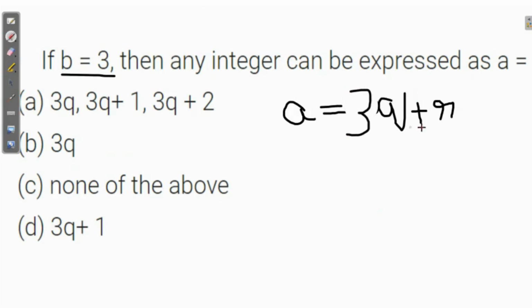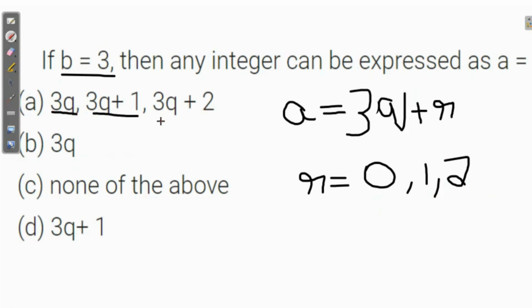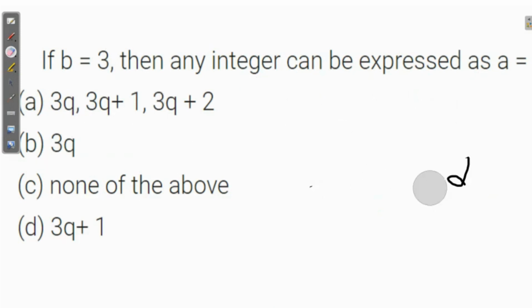What are the possible values of remainder when the divisor is 3? Obviously, remainder is always less than the divisor. So the possible values are 0, 1, and then 2. So when the value of r is 0, the value of a will be 3q. When r is 1, value of a is 3q plus 1. When r is 2, value of a is 3q plus 2. So this is the answer. When you're doing it in the normal way, you will have to do steps and all, but here it will be easy. Hope the concept is clear.